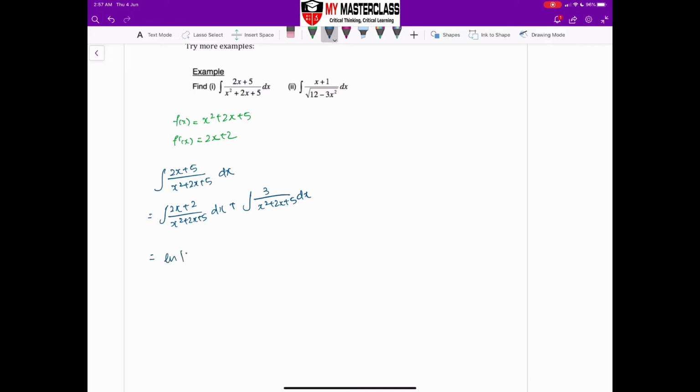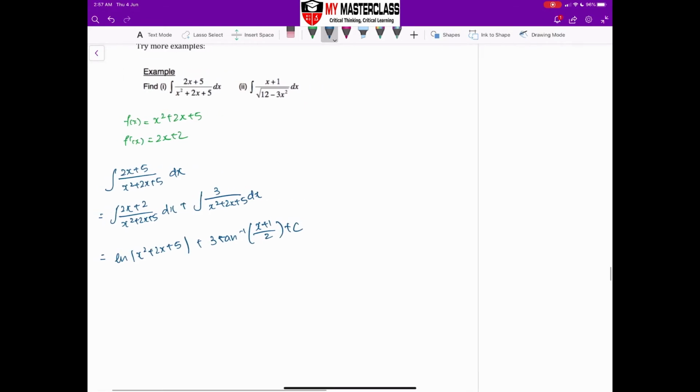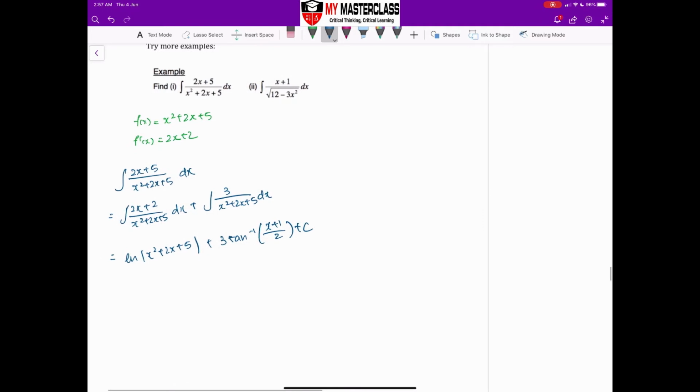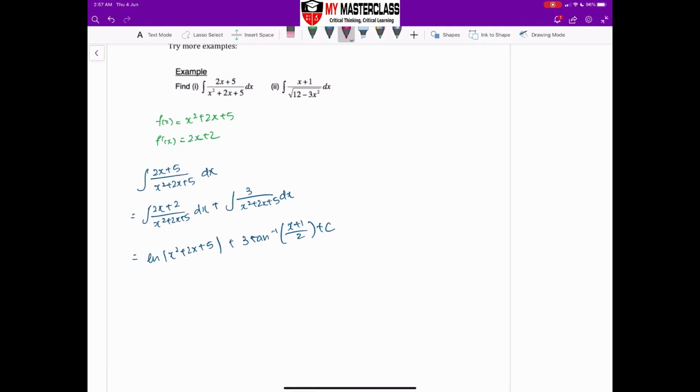It's going to be ln modulus x squared plus 2x plus 5 plus 3 tangent inverse x plus 1 over 2 plus c. Please go through it yourself, as I skipped some major steps so that I can get to the answer. The next part over here I'm going to run through as well. Part 2 now involves a square root at the bottom, not something that we did in the previous 2 questions.